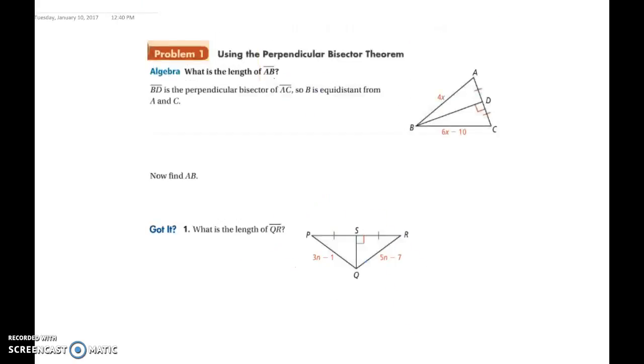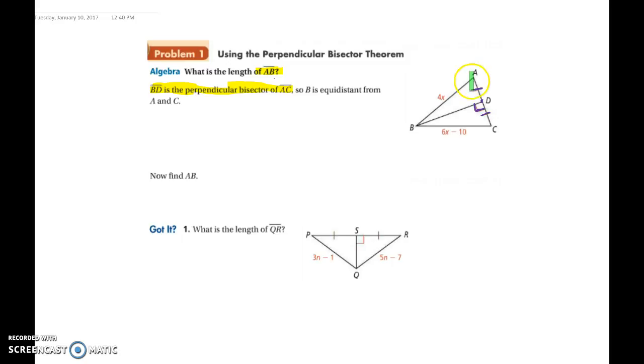So they asked us, what is the length of AB? Some of the information they give us is they say BD is the perpendicular bisector of AC. I give you that in words this time just to help you out. But even if I didn't, you know it is, because this is saying that D is our midpoint because these are two congruent segments, and it tells us that it's intersecting at 90 degrees, so we know that BD is its perpendicular bisector.